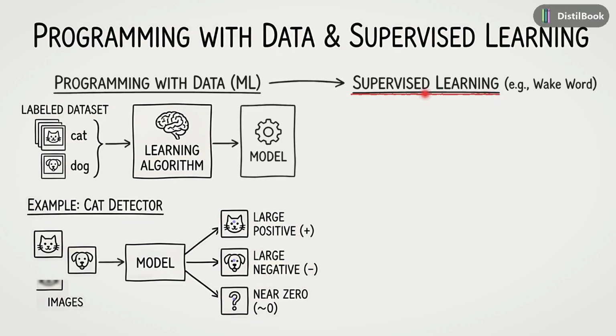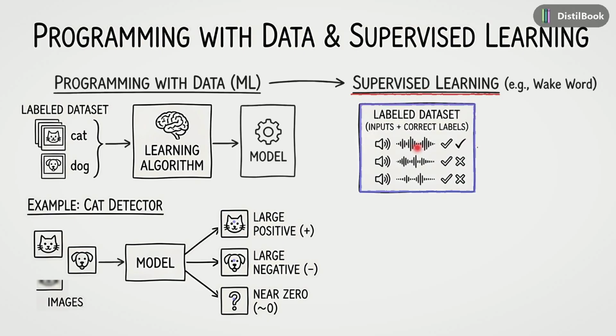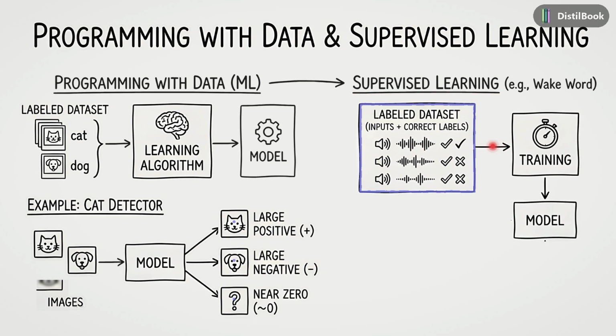for this process. Let's use the wake word example, like detecting, "Hey, Alexa." Here, our labeled dataset consists of audio clips, some containing the wake word, checked, and some without, crossed out. This dataset acts as the teacher. We pass these thousands of audio examples into the training phase, denoted by the stopwatch, because this process takes time to compute. The result of this training is once again a trained model.